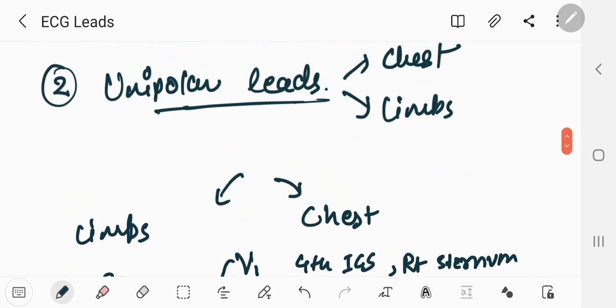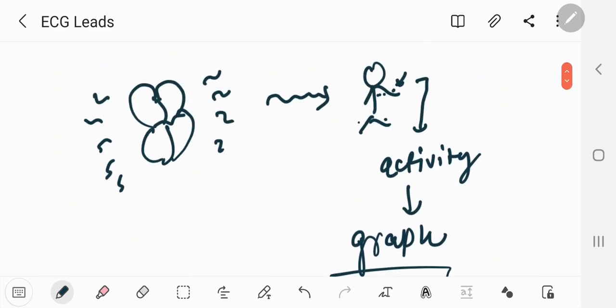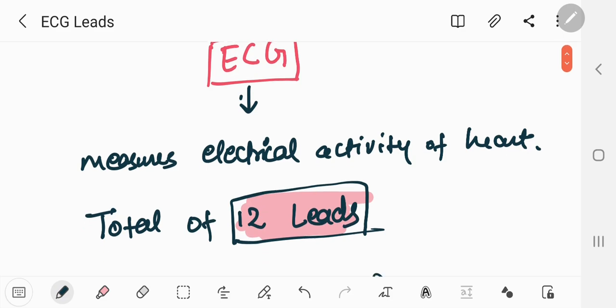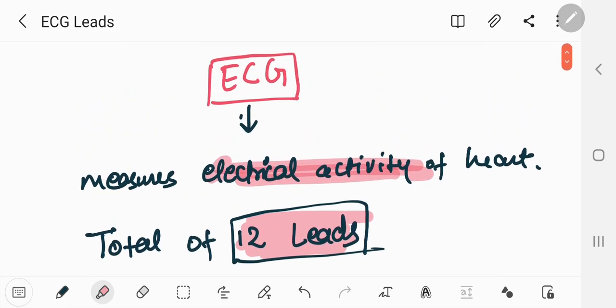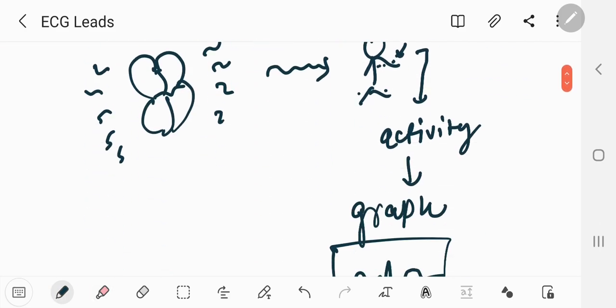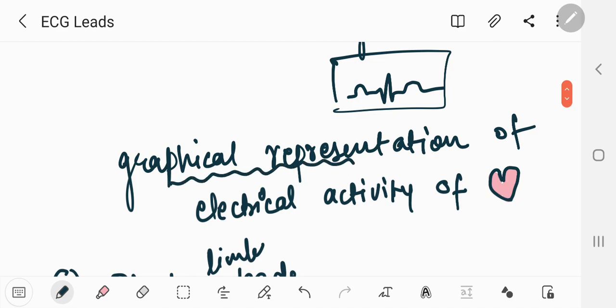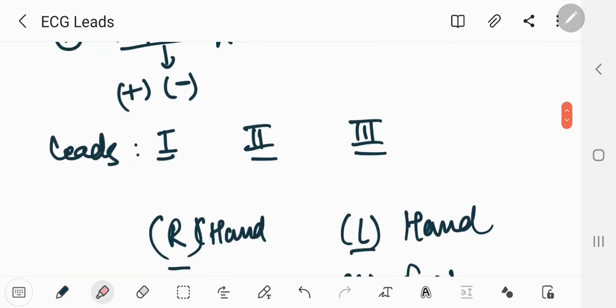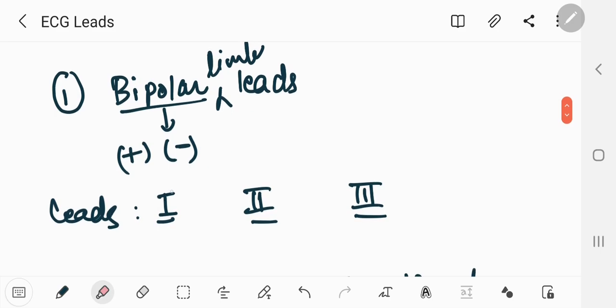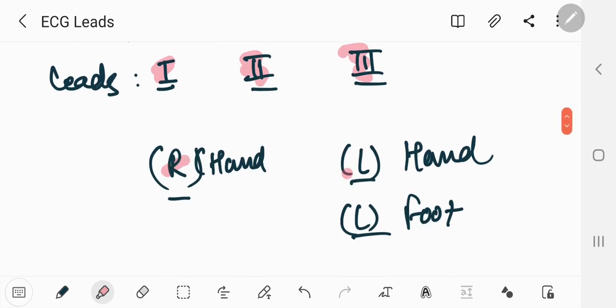Okay, so these are all the leads that are used in the ECG. Let's revise it. ECG basically measures the electrical activity of the heart. ECG is a graphical representation of the electrical activity of the heart, and it is measured using 12 leads. These 12 leads include bipolar limb leads, which are given by leads 1, 2, and 3, placed on the right and left hand and left foot, which is not important in terms of examinations.